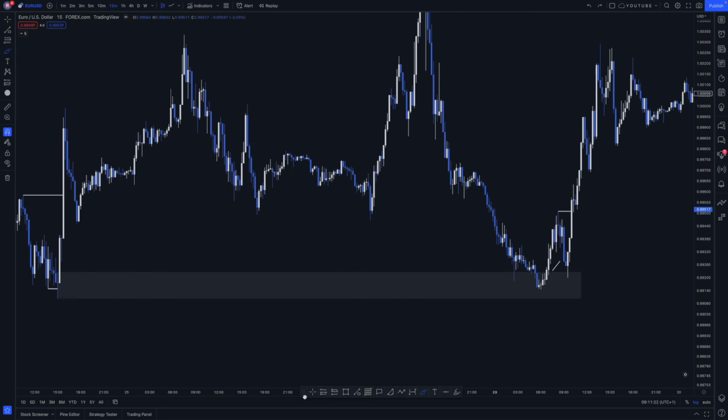And that's just the premise and the whole idea behind supply and demand zones. If you stick to those three rules, you will be able to pick out the most high probability supply and demand zones.